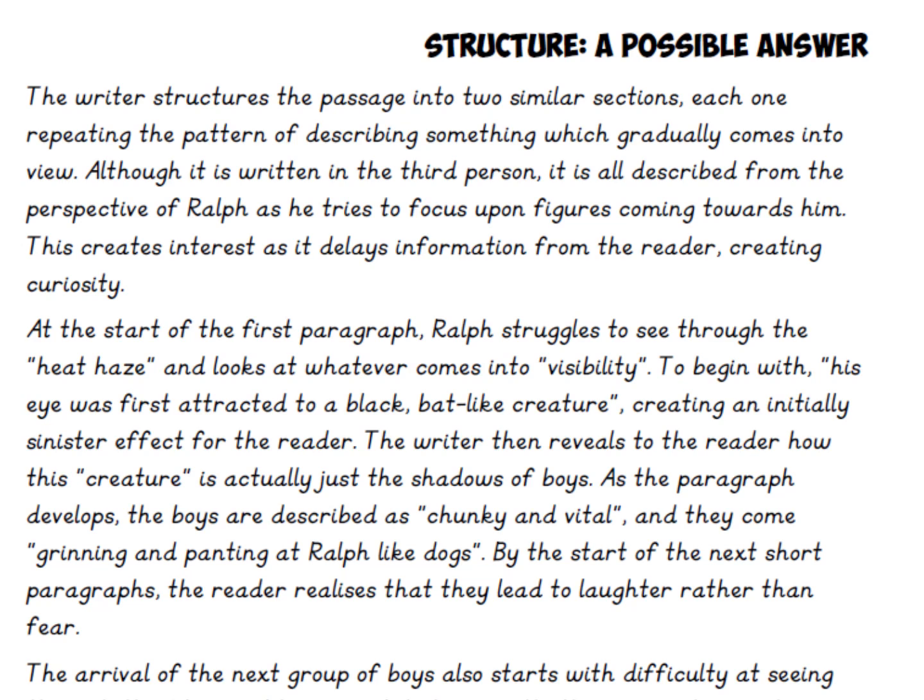At the start of the first paragraph, Ralph struggles to see through the heat haze, look, there's a quote there, and looks at whatever comes into visibility. To begin with, his eye was first attracted to a black bat-like creature, creating an initially sinister effect for the reader. The writer then reveals to the reader how this creature is actually just the shadow of boys. As the paragraph develops, the boys are described as chunky and vital, and they come grinning and panting at Ralph like dogs. By the start of the next short paragraphs, the reader realizes that they lead to laughter rather than fear. So again, it's talking about the effects achieved.